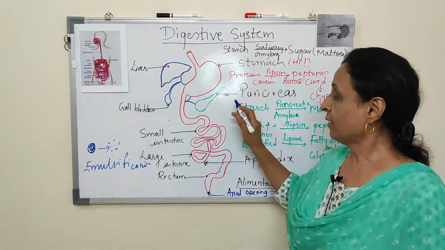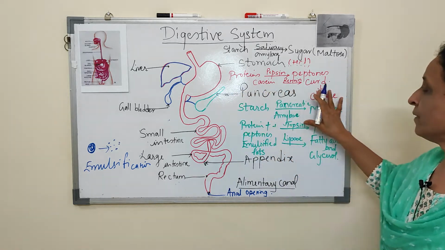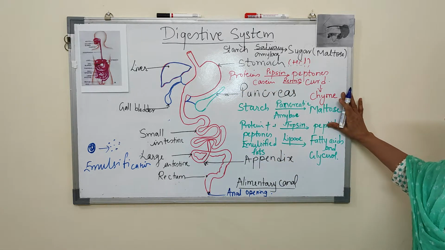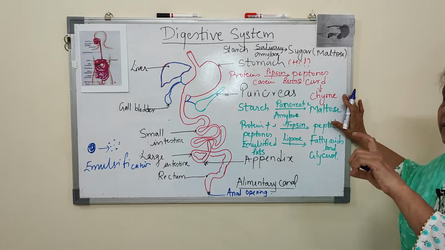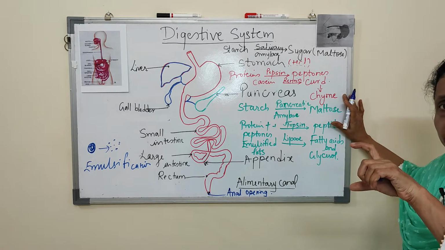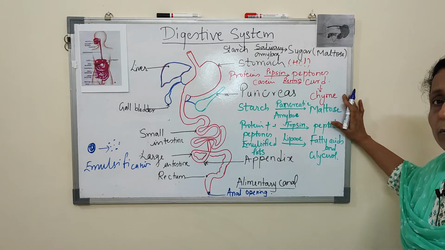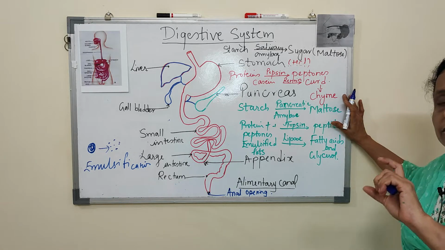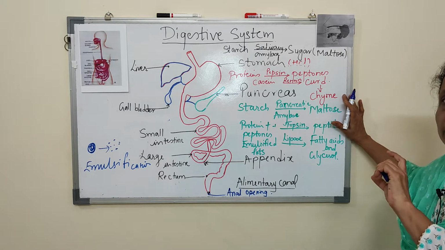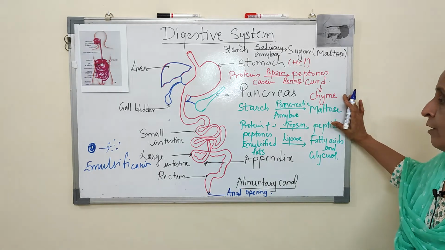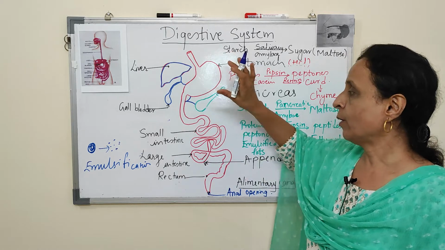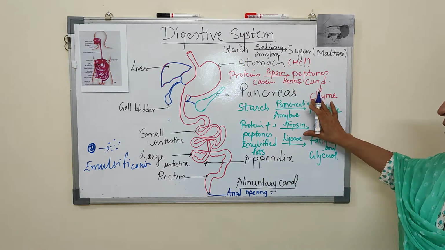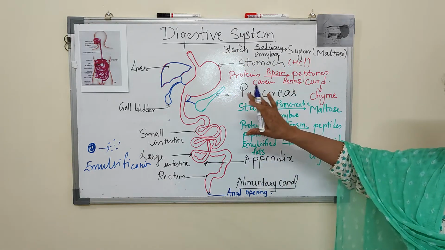And what will happen in the duodenum? This chemical reaction will take place. There is a chemical digestion. Chemical digestion takes place in the upper part, duodenum, and the lower part, ileum. In the jejunum, there are no chemical changes which take place. So here you see what happens in the duodenum, what happens in the upper part of the intestine.